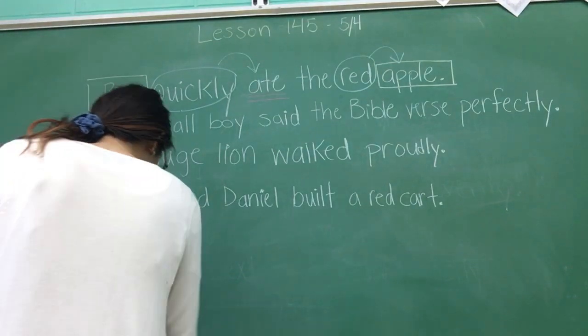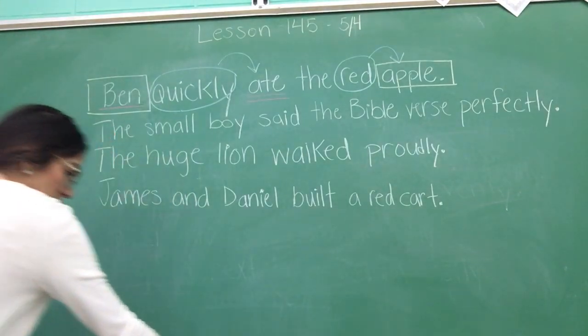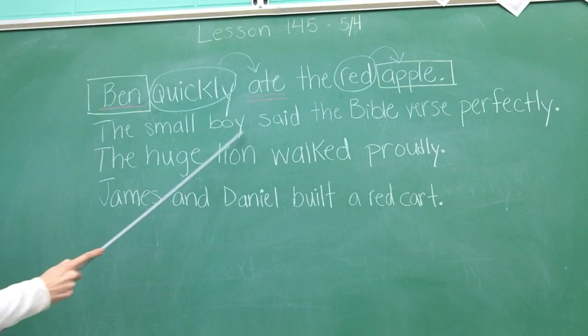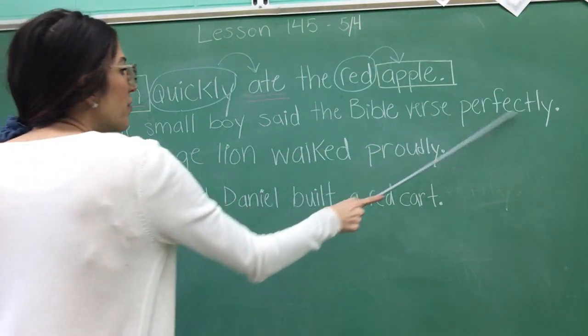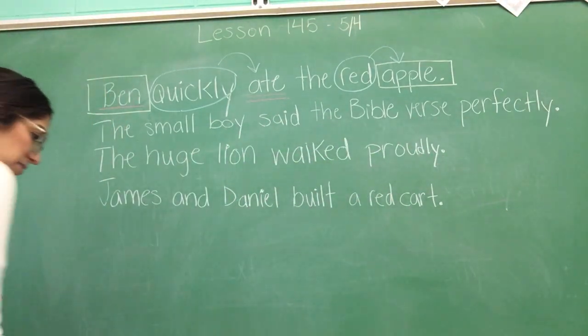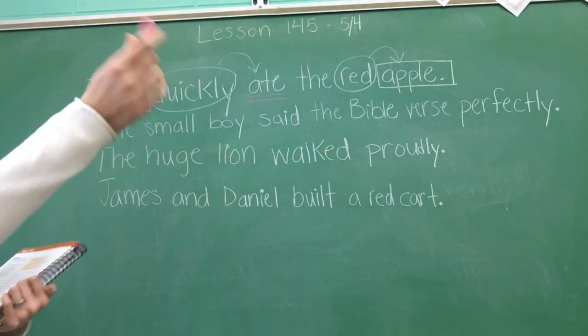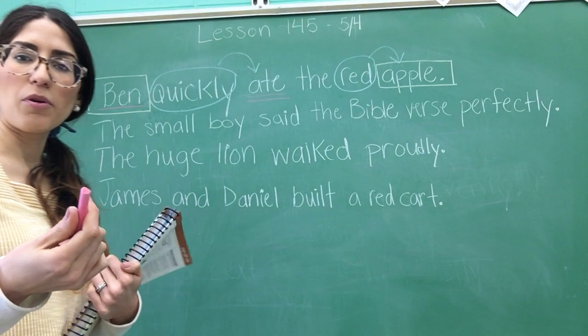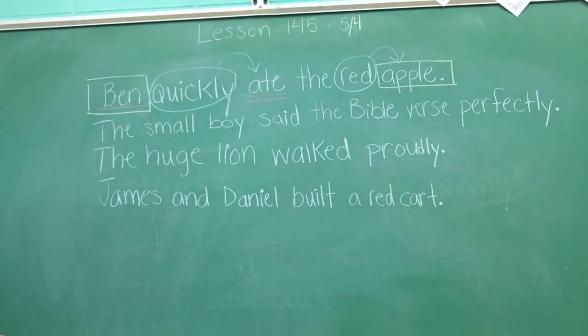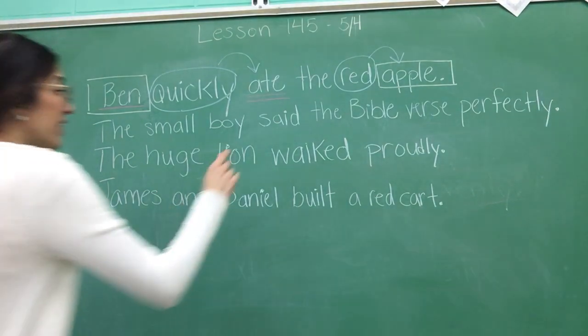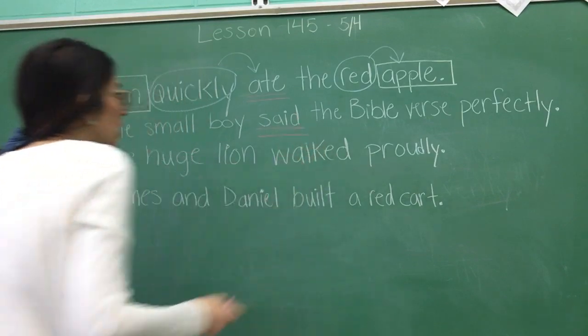Now let's go to the next sentence. Let me do my thing. Ready? The small boy said the Bible verse perfectly. All right. Here we go. In pink, let's go ahead and find our verb. What's our verb? Very good. Said. Underline that 2 times.